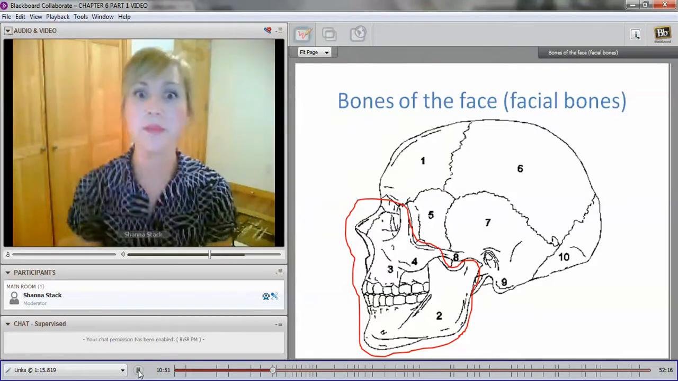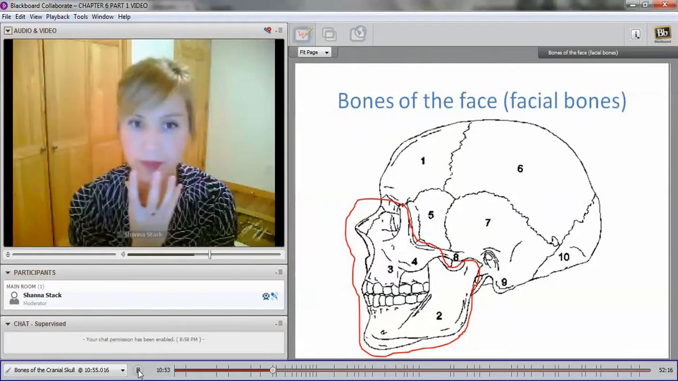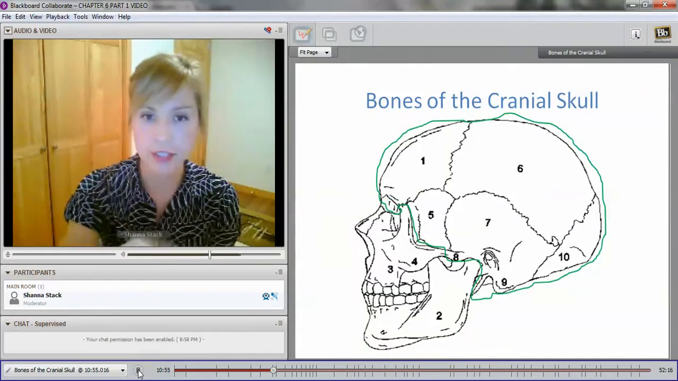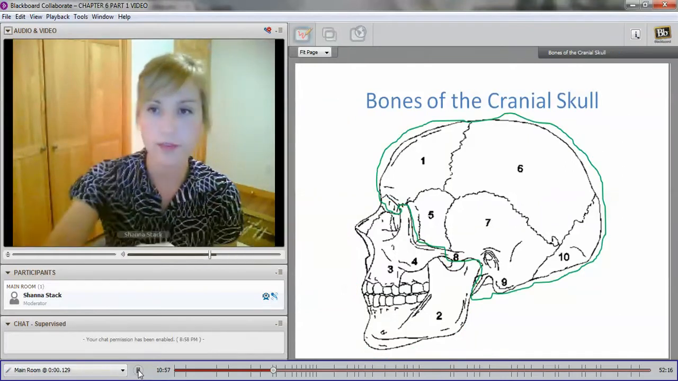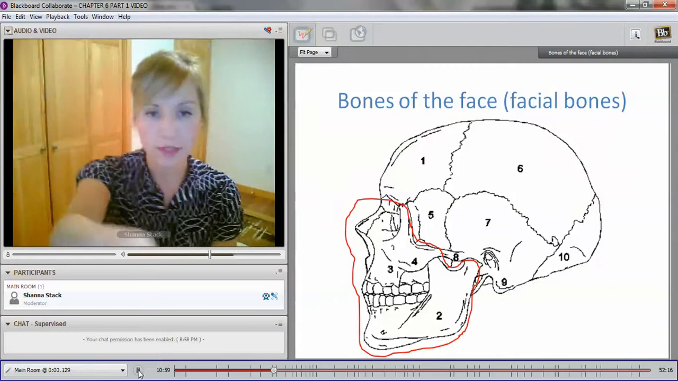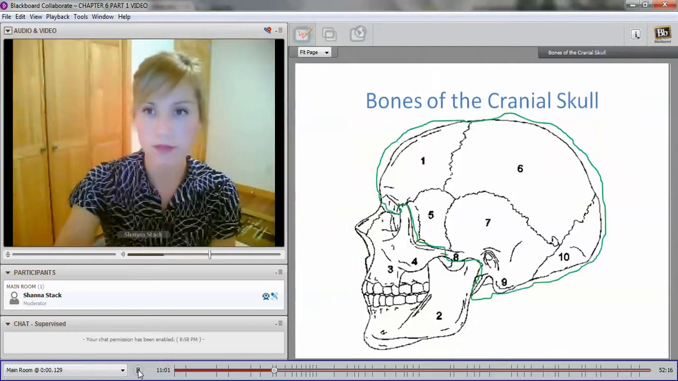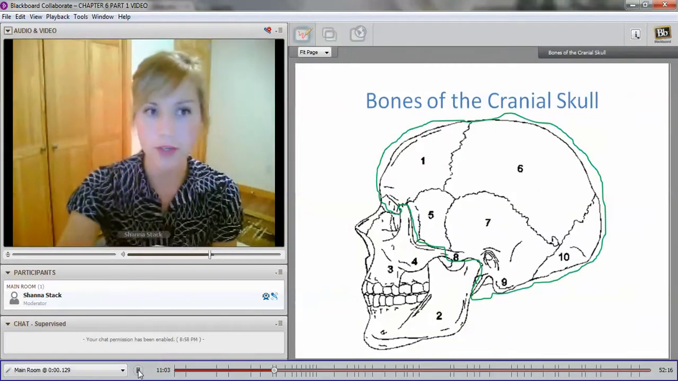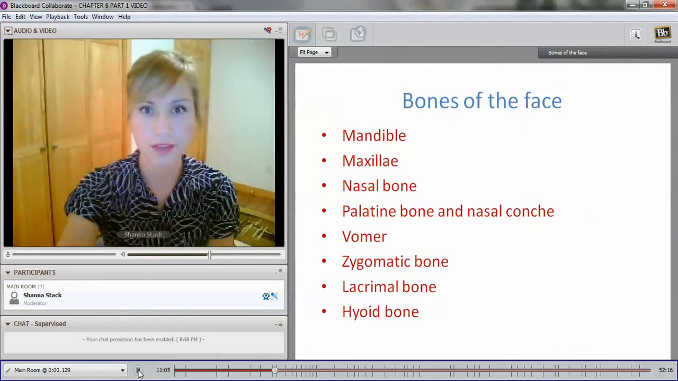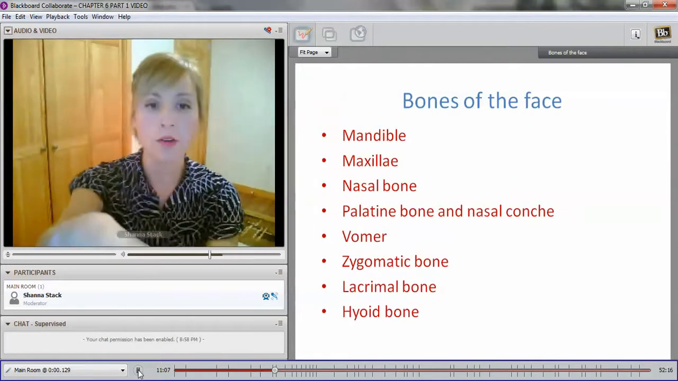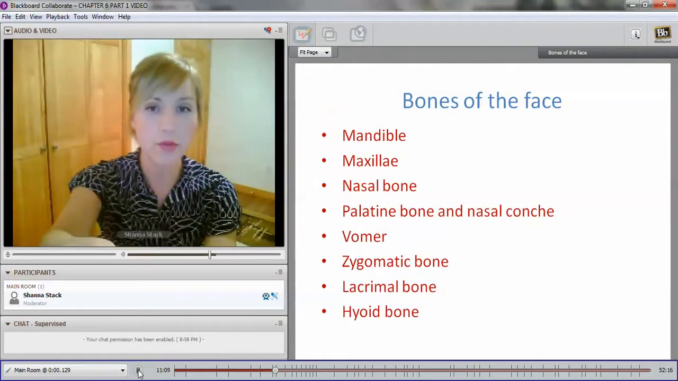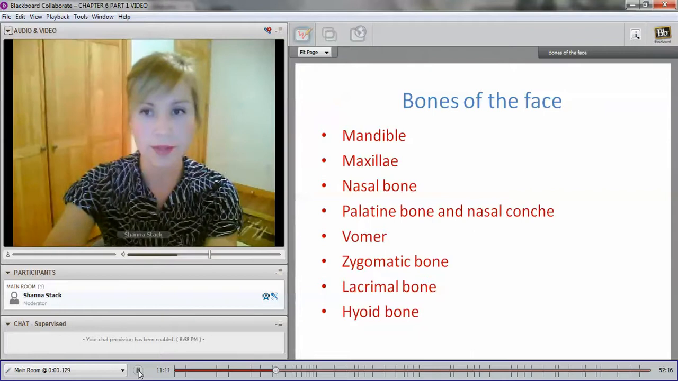So here's a picture of all of your facial bones. And then the next picture, if you look back, I've outlined your facial bones in red, and then outlined your cranial bones in green. Okay? And here are all of your facial bones listed, and we're going to go through each one independently.